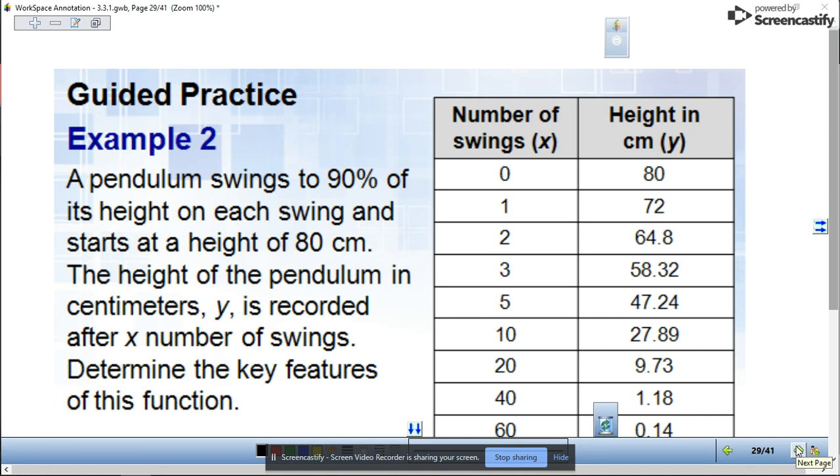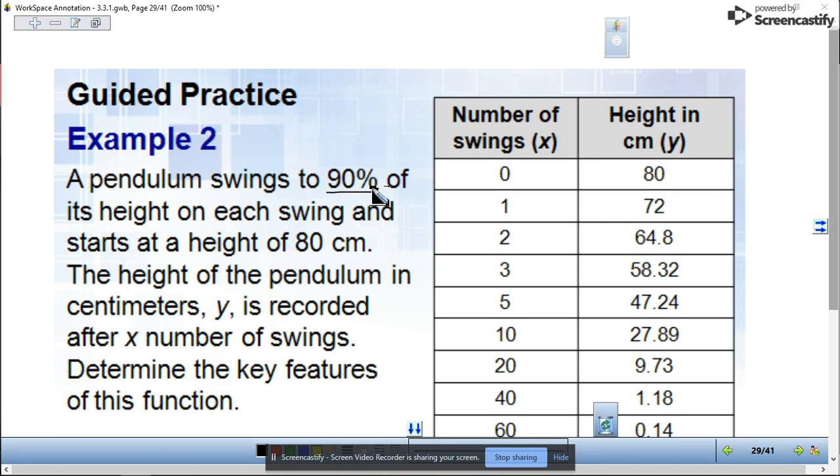Guided practice. The pendulum swings at 90% of its height on each swing and starts at a height of 80 centimeters. The height of the pendulum in centimeters is recorded after x number of swings. Determine the key features. So again, we're just going to go through some of them. But what I want to point out first is, I'm going to go ahead and say it now even though I'm going to mention it again. This is exponential. Anytime you're doing 90% of something or a percentage of something, that means it's going to be multiplied by that percentage each time.